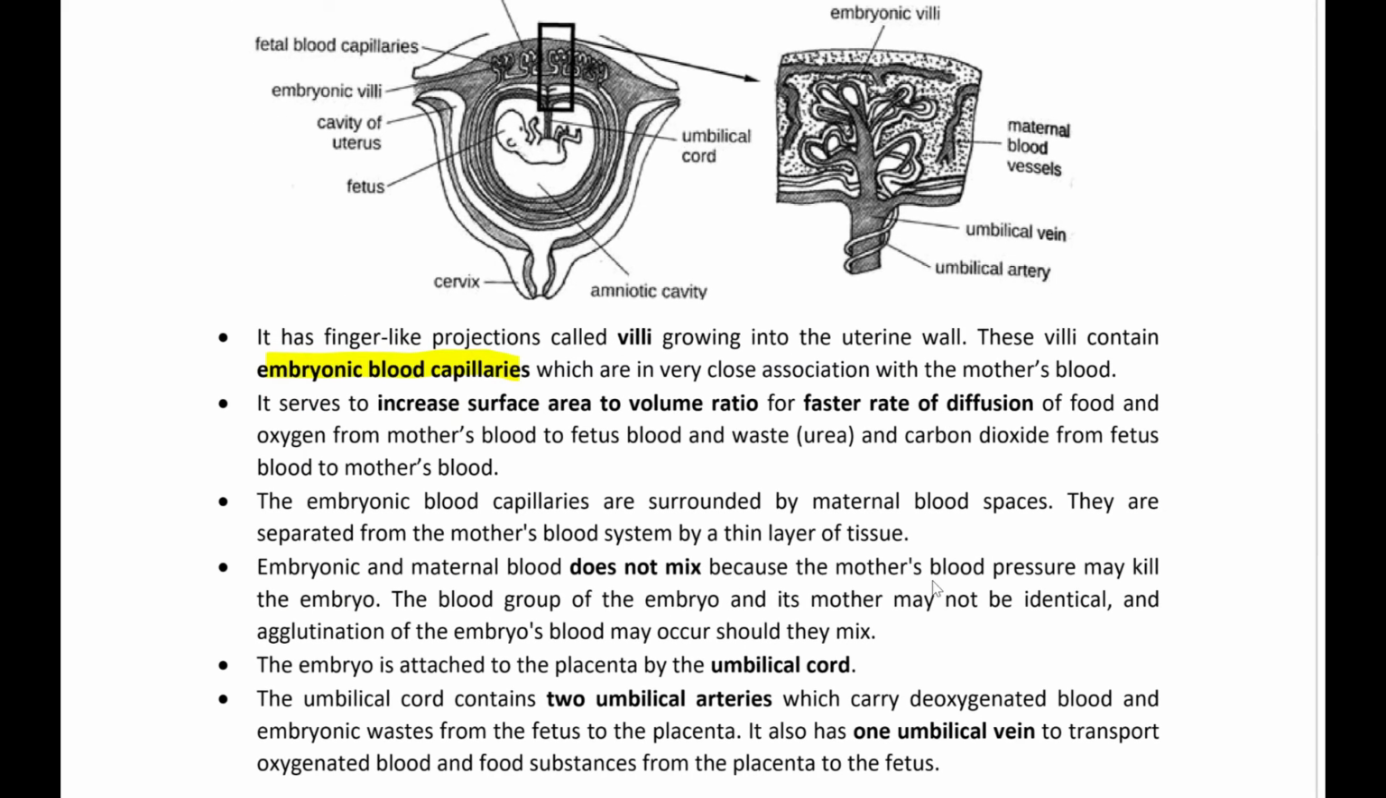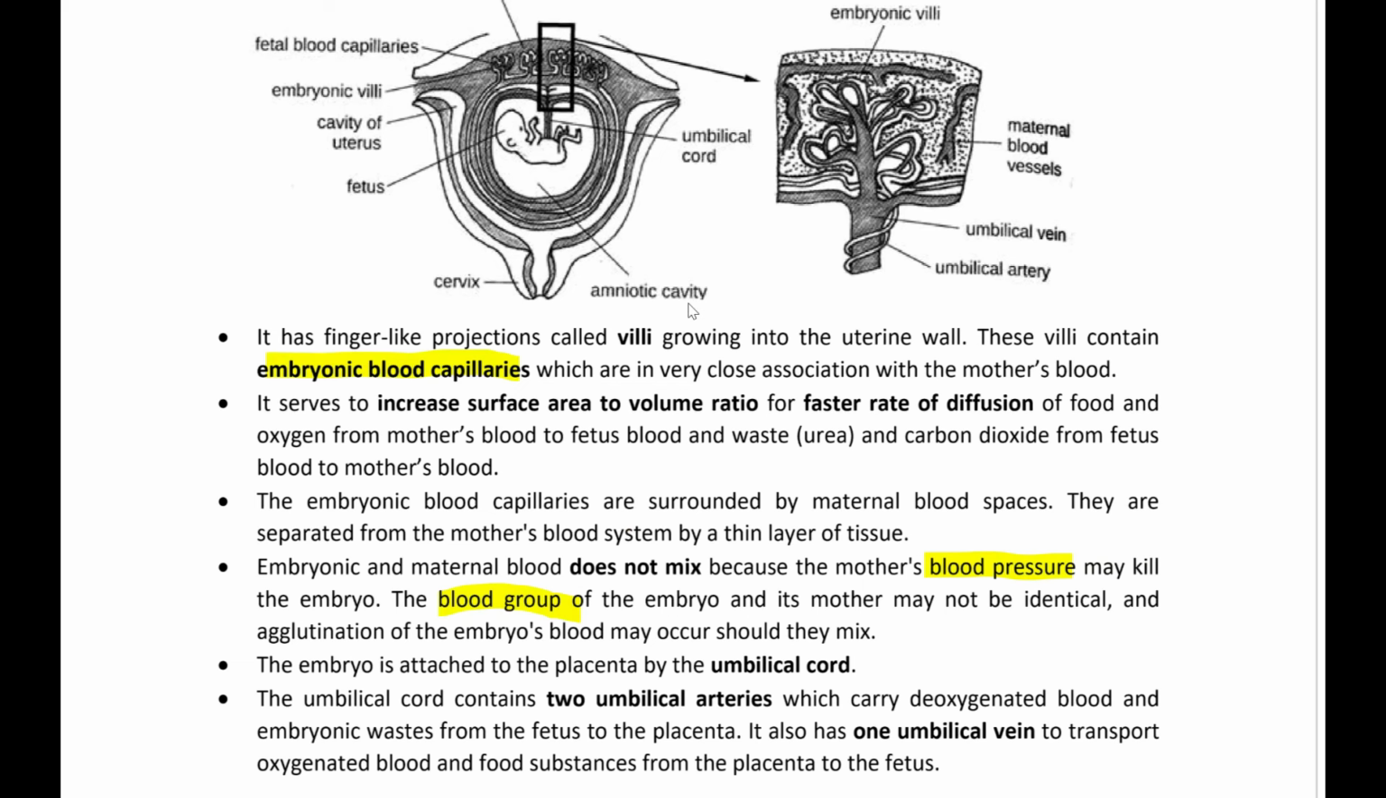Number one, the blood pressure of the mother is much higher than the fetus, so it can possibly kill the fetus. Number two, in some rare cases, the blood group of the fetus and the mother is not identical. The mother can be, for example, blood type O, and the fetus genetically can be blood type A. If the fetus blood crosses into the mother's blood, there can be agglutination, or vice versa as well, which can be very life-threatening.